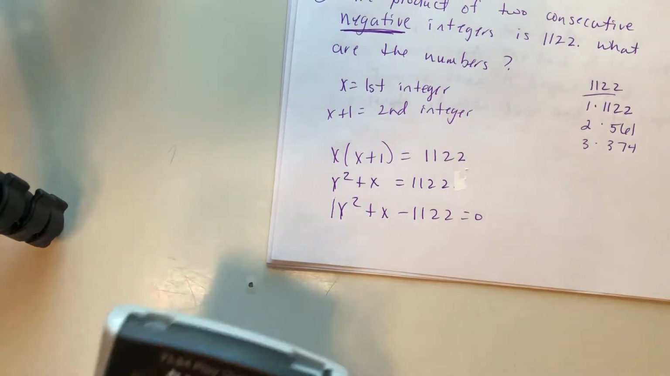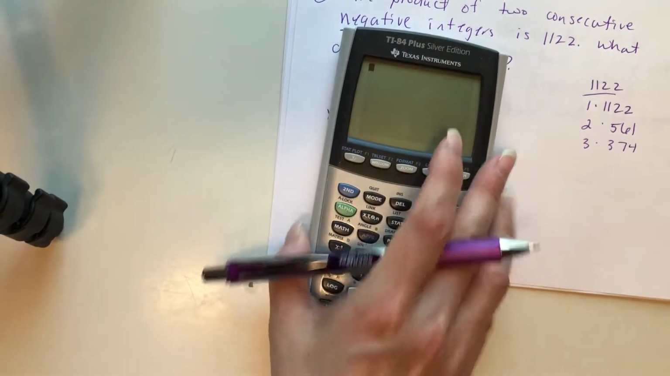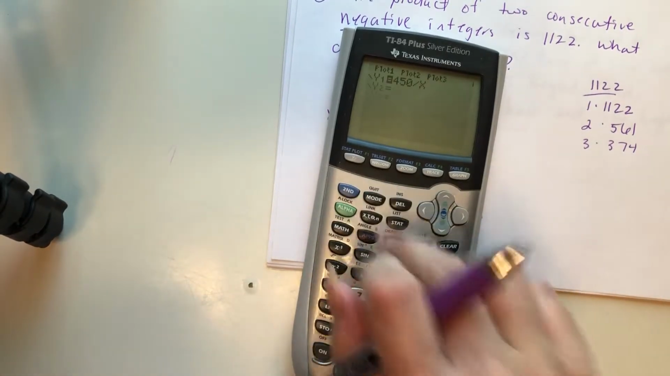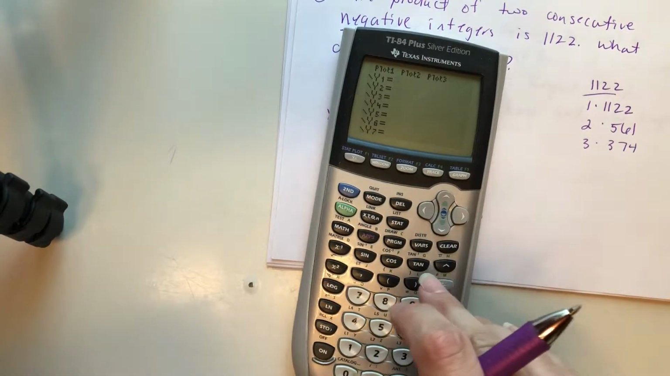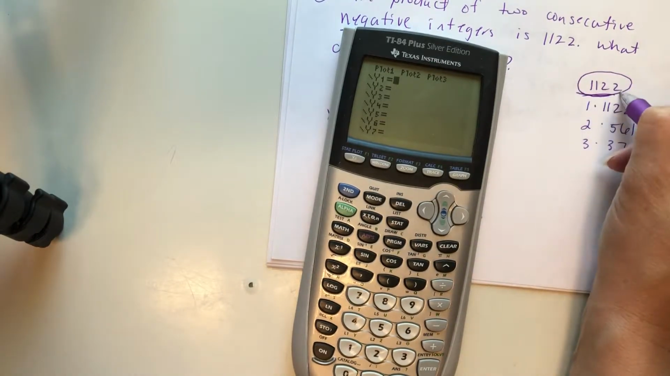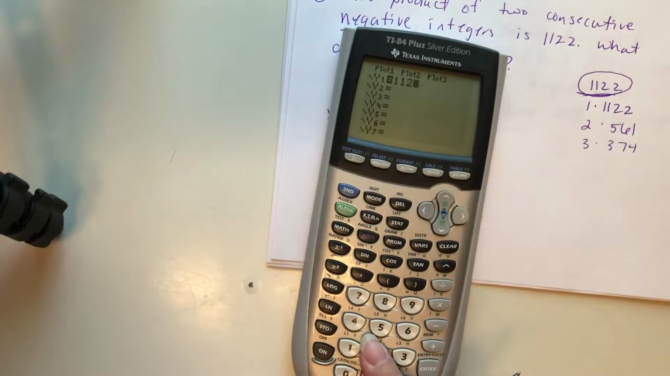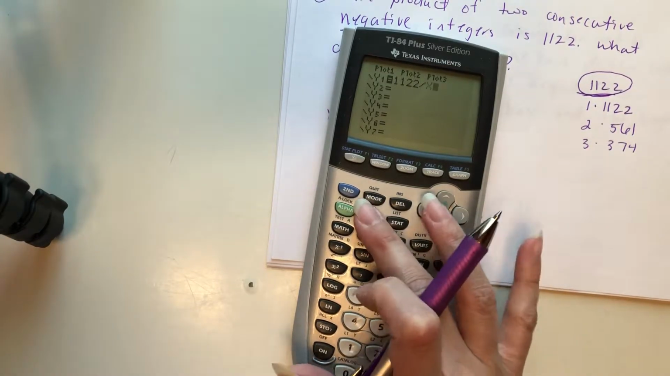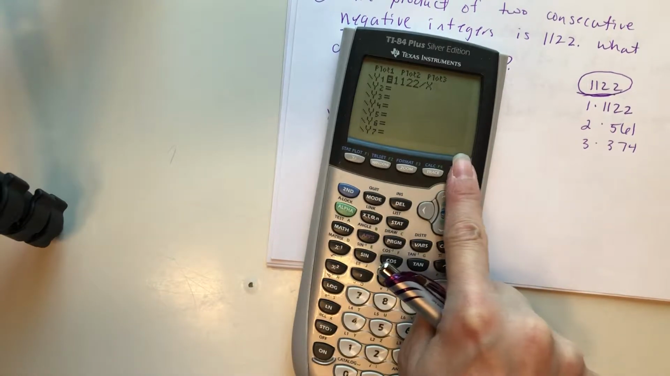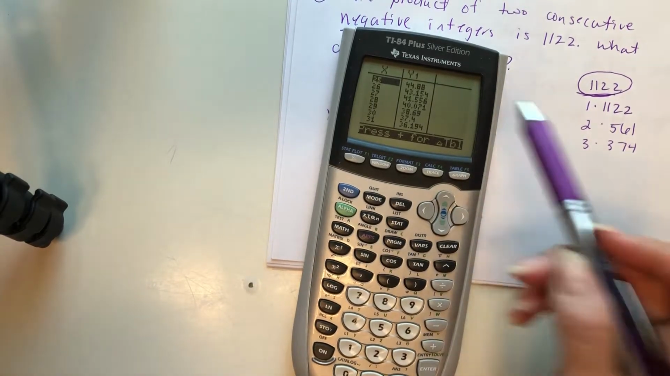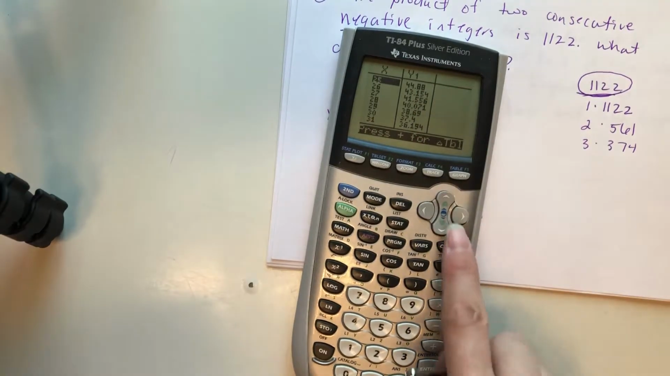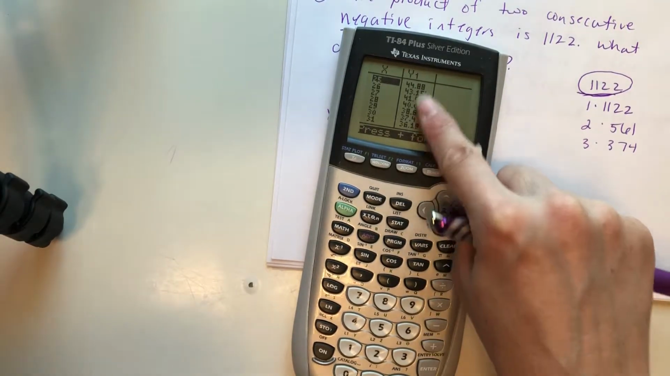However, on your graphing calculator, if you've got your graphing calculator, you can speed up this process. I can go to my y equals button. I'm going to clear out anything that I already have in there. This number, 1122, I'm going to type it in. I'm going to divide by x. And then I'm going to go to second graph so I can see a table. These are all decimals, which I'm not interested in. I'm interested in whole numbers in my y column.